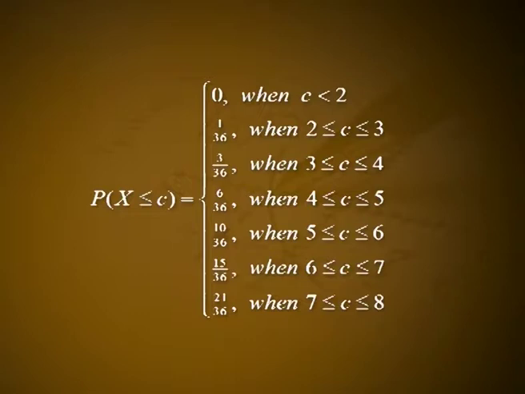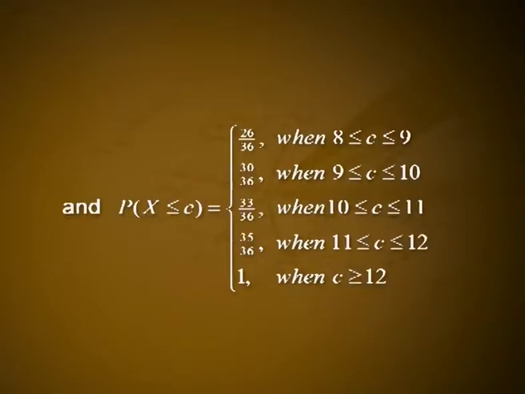21 divided by 36 when 7 less than or equal to c less than 8, 26 divided by 36 when 8 less than or equal to c less than 9, 30 divided by 36 when 9 less than or equal to c less than 10, 33 divided by 36 when 10 less than or equal to c less than 11, 35 divided by 36 when 11 less than or equal to c less than 12, and 1 when c greater than or equal to 12. Now, here also P of X less than or equal to c is defined for every real number c. Hence, X is a random variable.